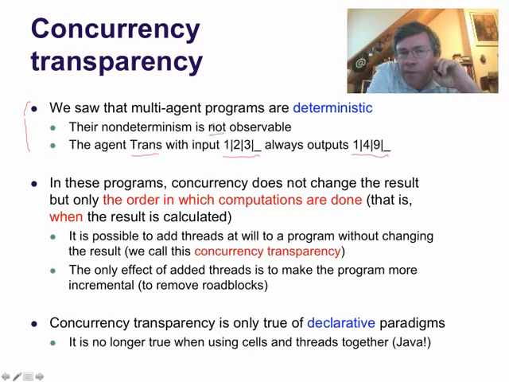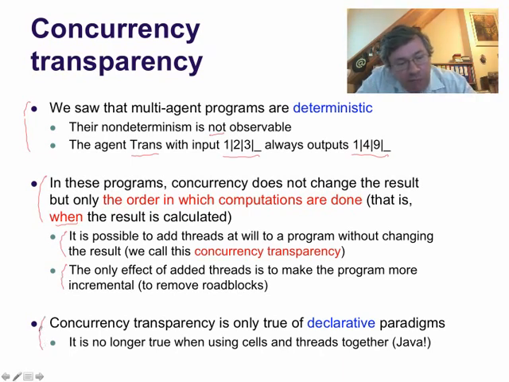What this also means, if you think about it, is that concurrency does not change the result, but only the order in which computations are done. That is, when the result is calculated. And in fact, this is very strong because we can add threads at will to a program without changing the result, as many as we want. This is called concurrency transparency. The only effect of adding the threads is that the program becomes more incremental. It calculates things piece by piece. We can also see that it removes roadblocks.